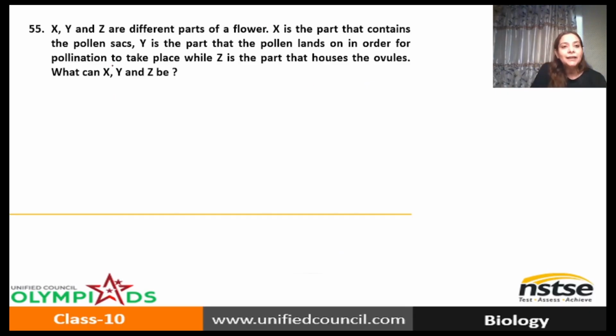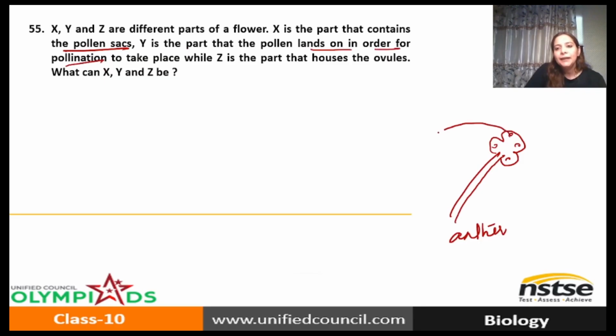Next question. X, Y and Z are different parts of a flower. X is the part that contains pollen sacs. Now let me tell you, pollen sacs are present in the anther. It has pollen sacs, where pollen grains are present. Y is the part where pollen lands in order for pollination. Pollination is basically the transfer of pollen grain to the stigma of the flower. So the pollen grain lands on the stigma. This part is called the stigma.